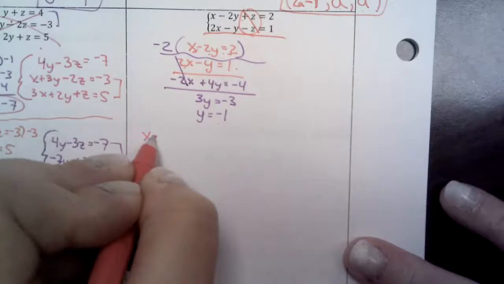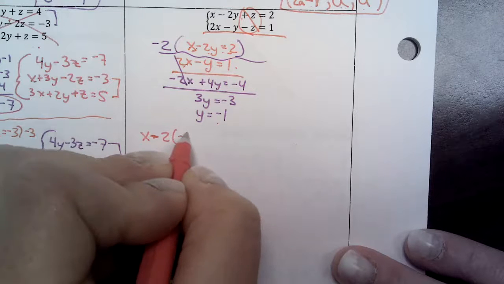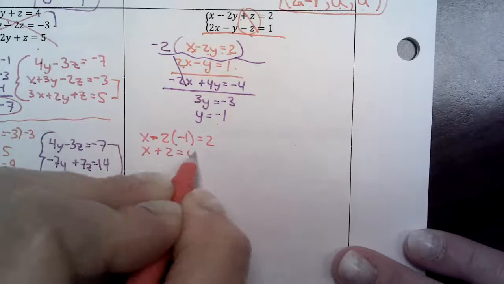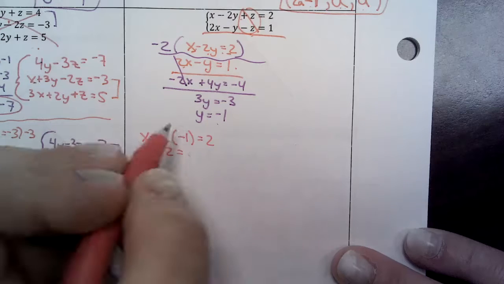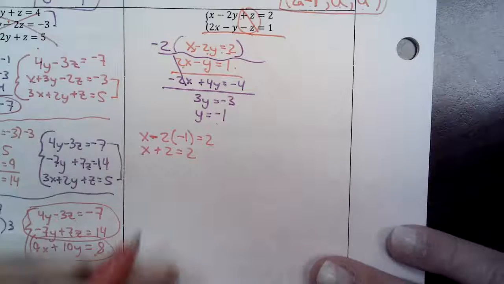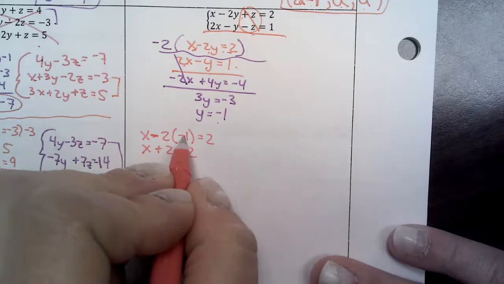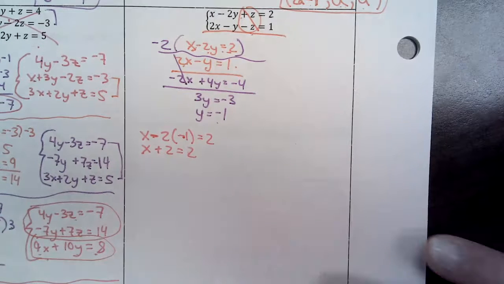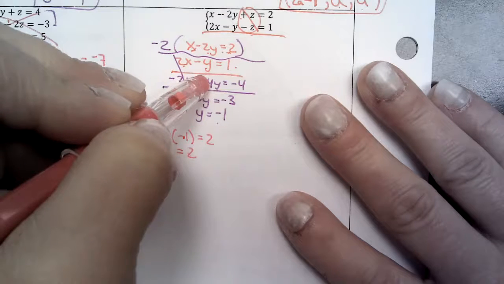So x minus, and remember, it doesn't matter which one I plug it back into. X minus 2 times -1 equals 2. X plus 2 equals, oh, not equals 0. That's coming next. Equals 2. Okay. So that's a plus. I'm just making sure that I am plugging this back in right. Oh, wait a minute. What did I do here? Hold on. Let me double check my math here.